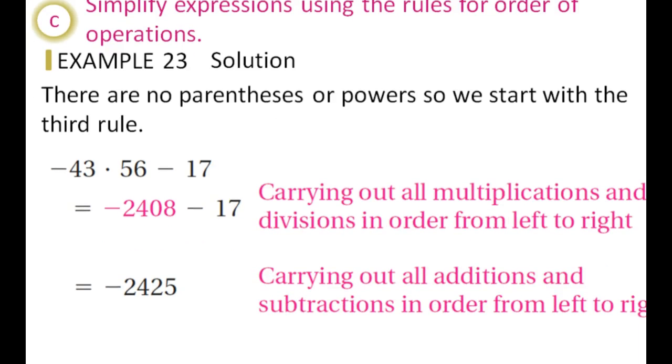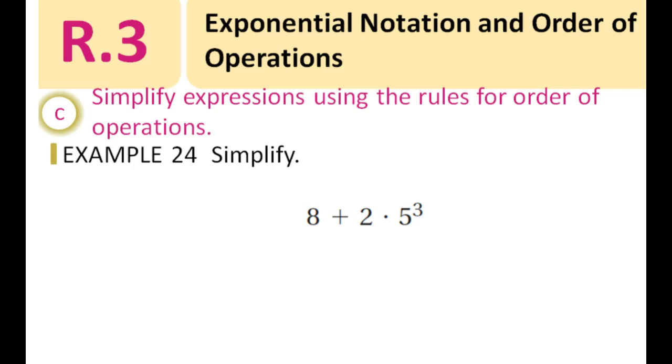and get negative 2425. Here, got to take care of exponents first, so I'll leave the 8 plus 2 and then multiply by 125. Next, take care of the multiplication before the addition. So this is 8 plus 250, and last I'll get 258.